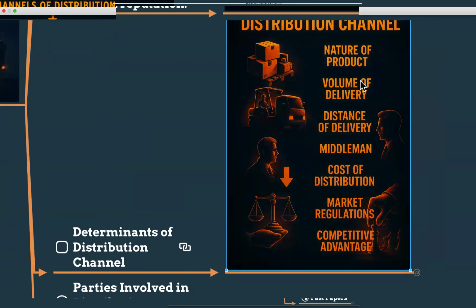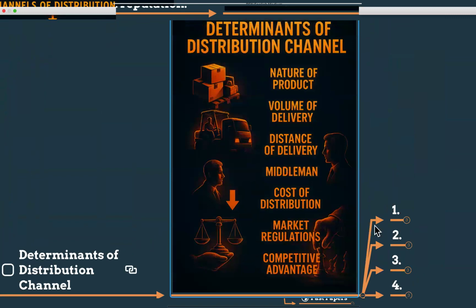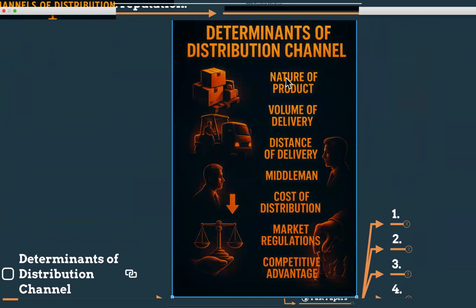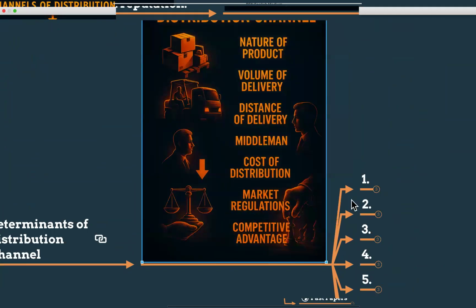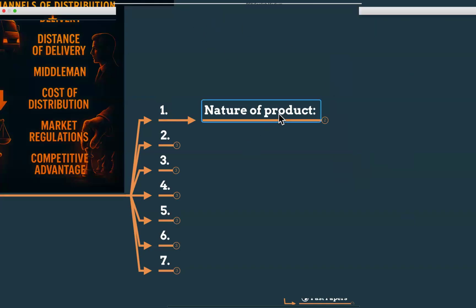So what are the factors that are the determinants of distribution channel, right? Let's talk about them one by one. They are the nature of the product, the volume of the delivery, the distance of the delivery, the middleman, the cost of distribution, the market regulations, and the competitive advantage. So many things. They will decide whether we are going to have multi-intermediary or single intermediary or even direct distribution. So let's talk about them one by one.